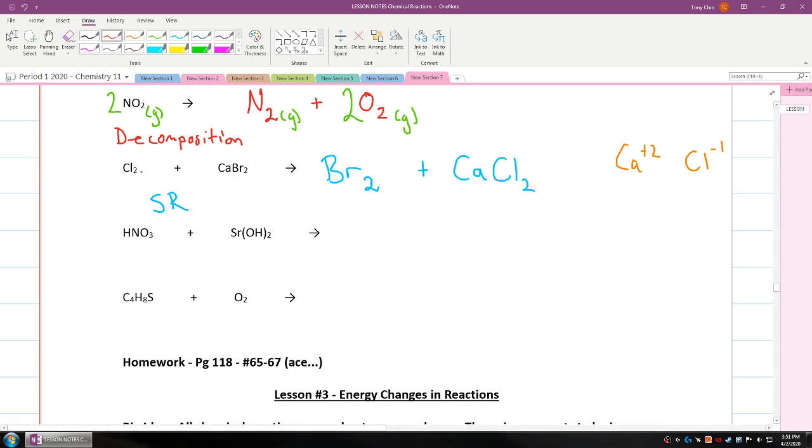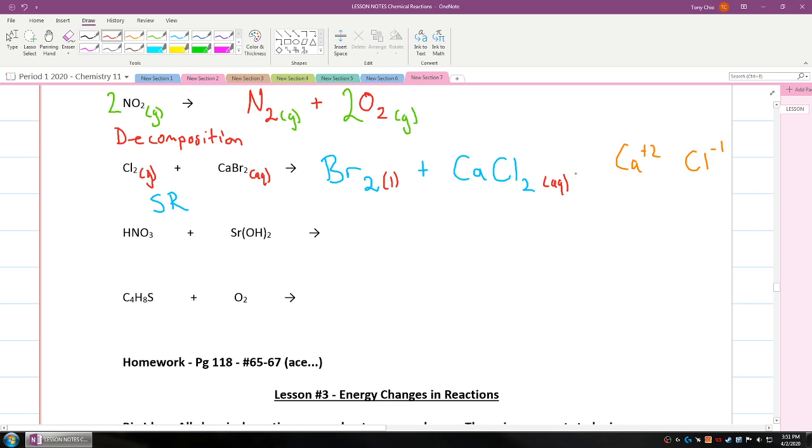So we gotta put the states down. Chlorine is a gas. Because it's an ionic compound, you could put it as aqueous. Bromine. Bromine's a weird one. Bromine is actually a liquid. It's one of the only elements that's a liquid at room temperature. And calcium chloride is aqueous.